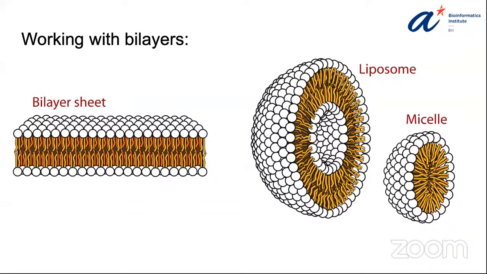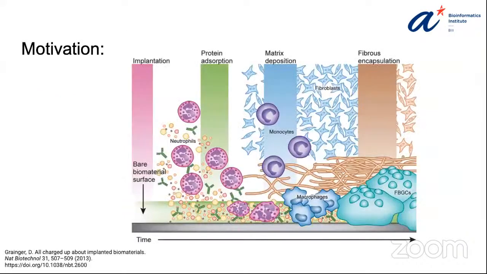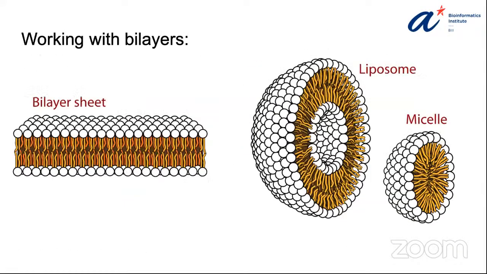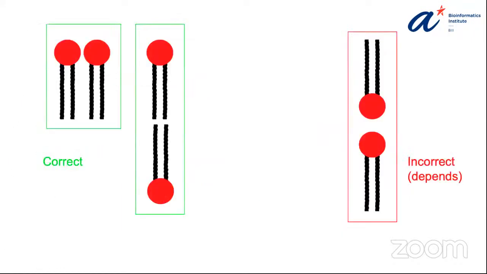So now, if you want to create an assembly like this inside a computer, you want the heads to face away from each other, and you want the tails to face each other, right? If we want to create models, we want either this to happen or this, but we don't want this, because outside is water. So water should repel the tail. So the tail should come on the inside like this, not like this.